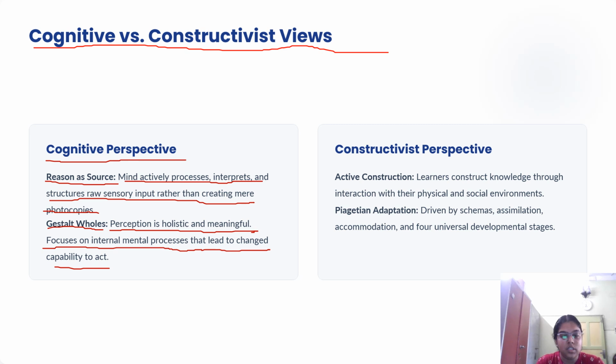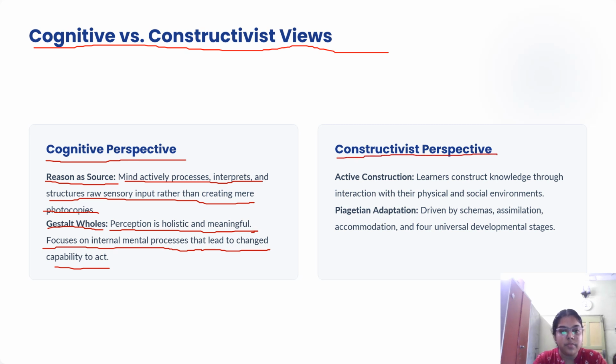Whatever action we take, we take according to the situation. In Gestalt we react according to the situation, it is fact. But in case of Gestalt theory, focus is given on the internal mental processes of the mind, which lead to a changed capability to act in a situation. Now this is the cognitive perspective. Now next we will see constructivist perspective.